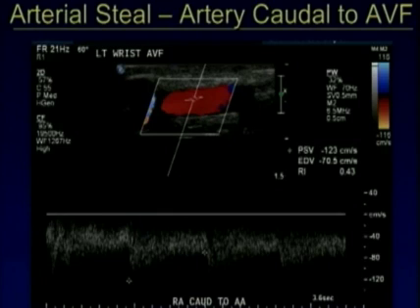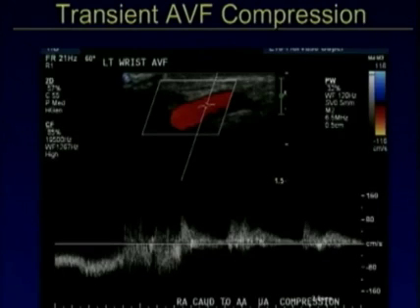What you do to put the icing on the cake is to transiently compress the graft or the fistula, and you'll see reversal of flow and a more normal high resistance waveform, because then that blood flow is only going to the extremity. It's not going to the graft or fistula itself. So don't compress it too long, but it's perfectly okay to do a transient compression to show this kind of image.